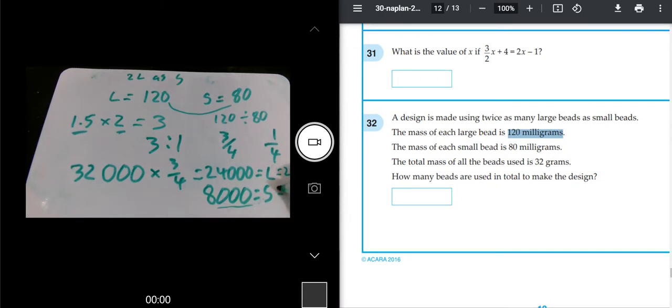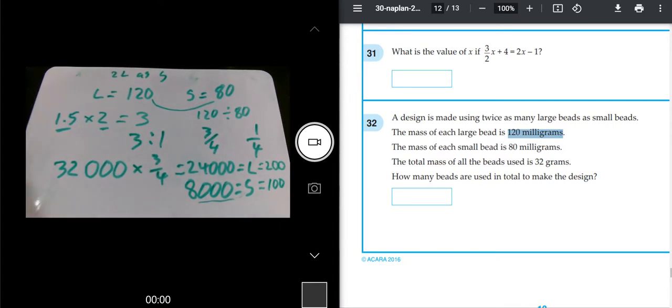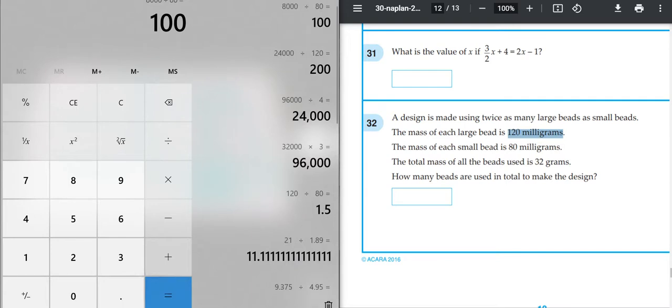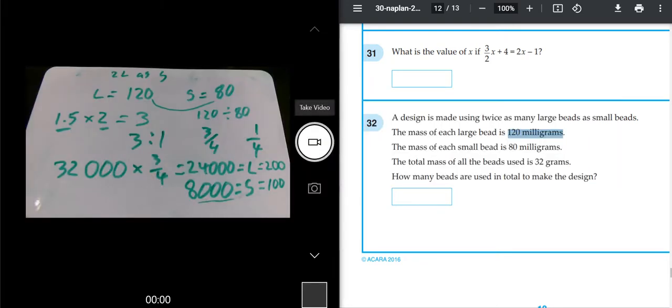Hopefully we can figure out that that will mean there's 100 of them just by looking at it with a different number of zeros. But of course you have a calculator, so you can double check. 8,000 divided by 80 of course equals 100. So we've got the numbers 200 and 100. That's the number of beads. And the question asks how many beads are used in total to make the design. It's 200 plus 100, which makes a total of 300.